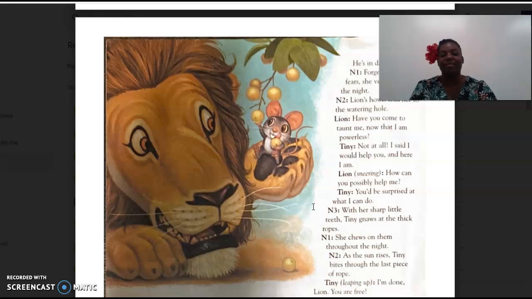Okay, so plot is just that simple. It is the most important events in the story to help you get a good summary of what was read.